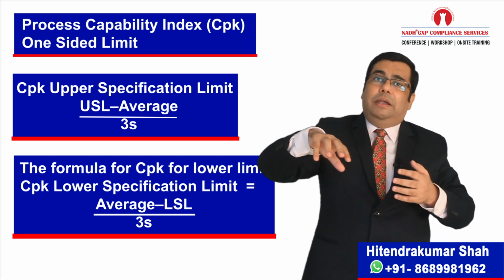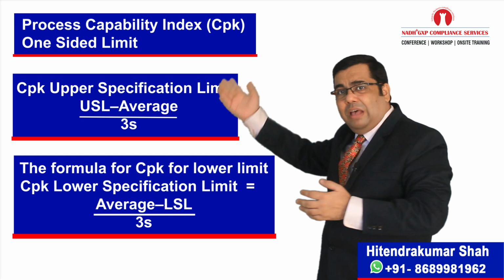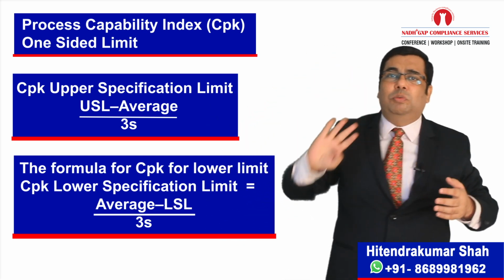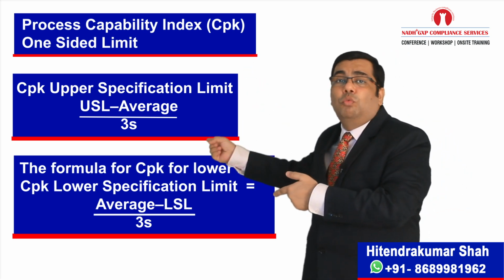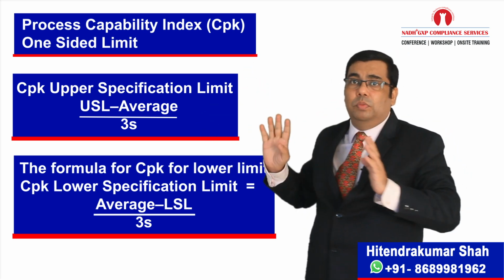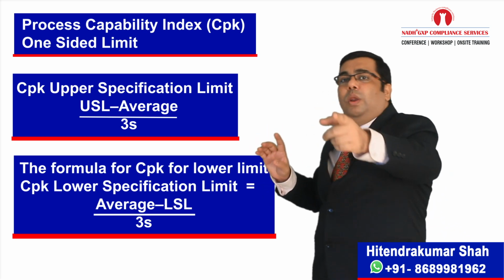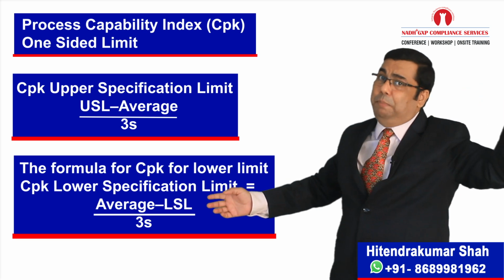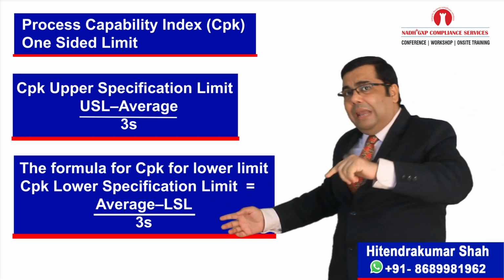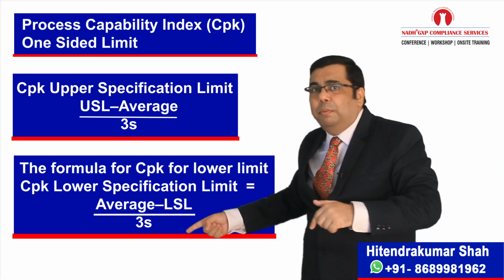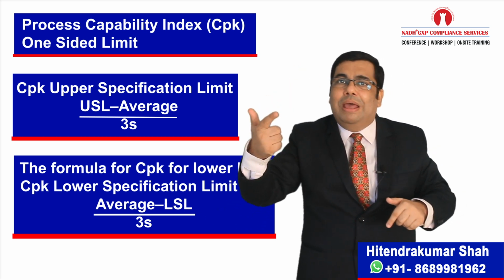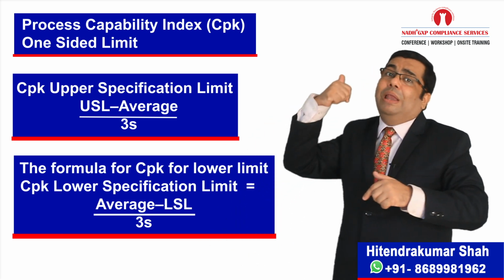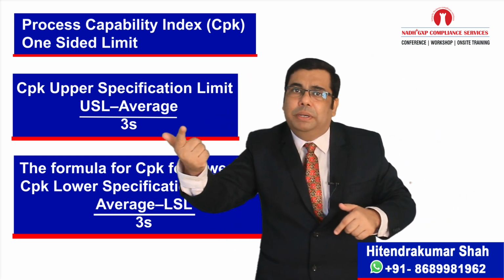Now let us understand a scenario where we have both limits, the upper specification limit as well as the lower specification limit. For example, just now we considered the assay example. We can calculate CPK in the same example where we already calculated the CP. If we calculate CPK for this same example, we will get two different values: one for CPK upper specification limit and another for CPK lower specification limit.